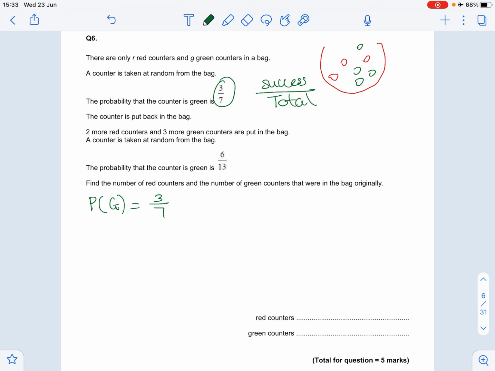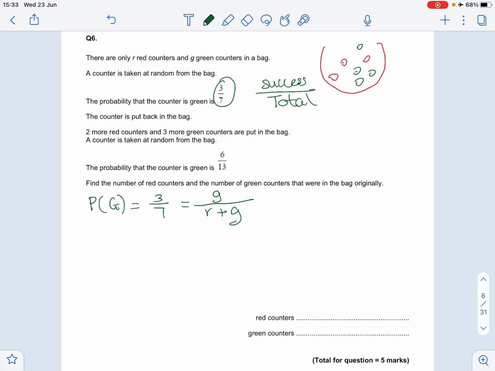So this means the probability of picking a green, so your green over your total, what's your total, which is what type of counters you have in the bag, is green or red. So you can either have green or red. So it's basically saying you have 3 over 7 chance of picking green over the total.